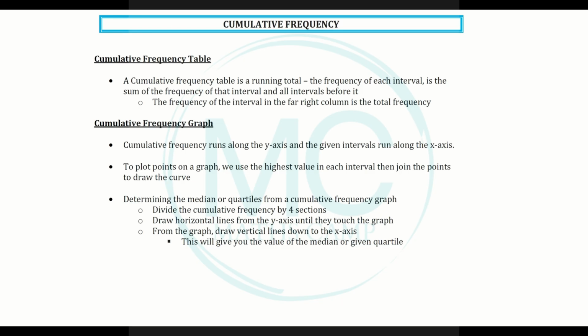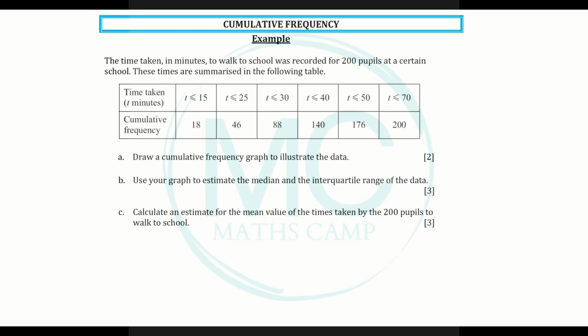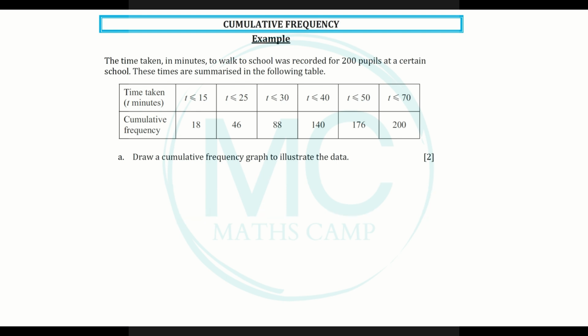Let's look at an example. The time taken in minutes to walk to school was recorded for 200 pupils at a certain school. These times are summarized in the following table. Part A says draw a cumulative frequency graph to illustrate the data. Let's start by drawing in our graph.